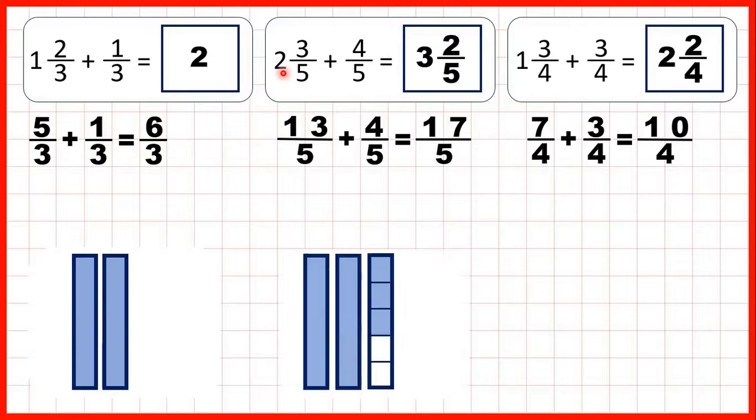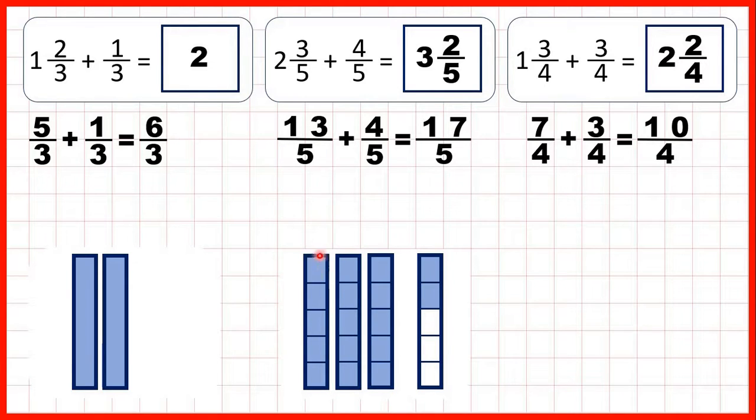Next, we had 2 and 3/5, and we were adding 4/5. First, we changed 2 and 3/5 into an improper fraction. That's 13/5, because if we change our 2 wholes into fifths, that gives us 10/5, and then we add the 3/5 that we had in our mixed number to begin with. Now, if we put that together, that gives us 17/5.